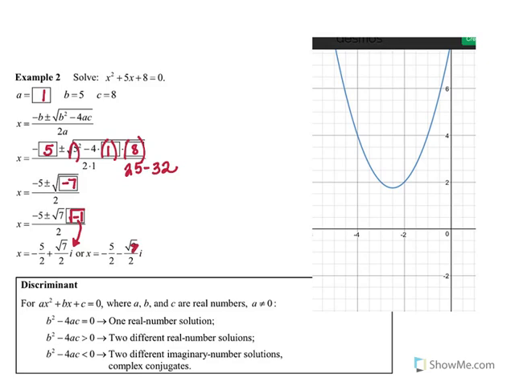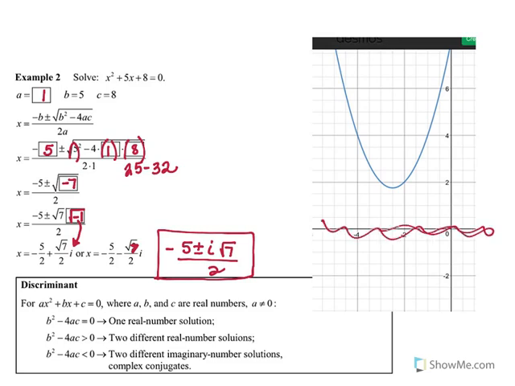Okay. Or we could write it as negative 5 plus or minus i square root 7 all over 2, if we wanted to write it as one fraction. Notice when I solve here that my graph doesn't cross the x-axis anywhere, right? That's because it has solutions that we just can't see.